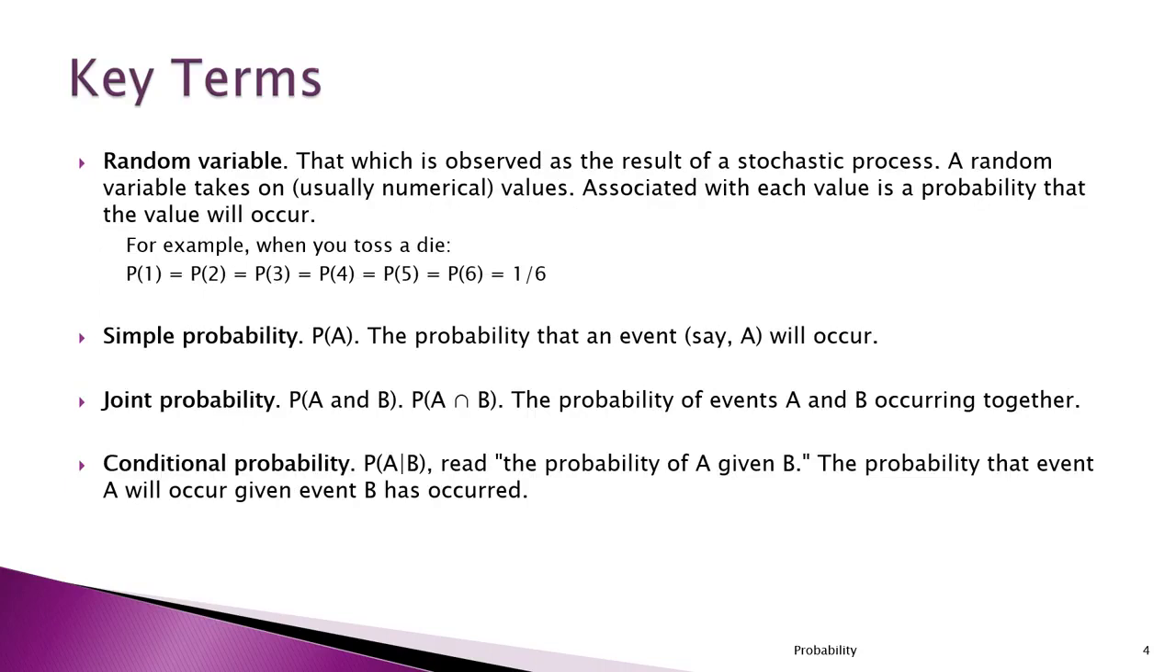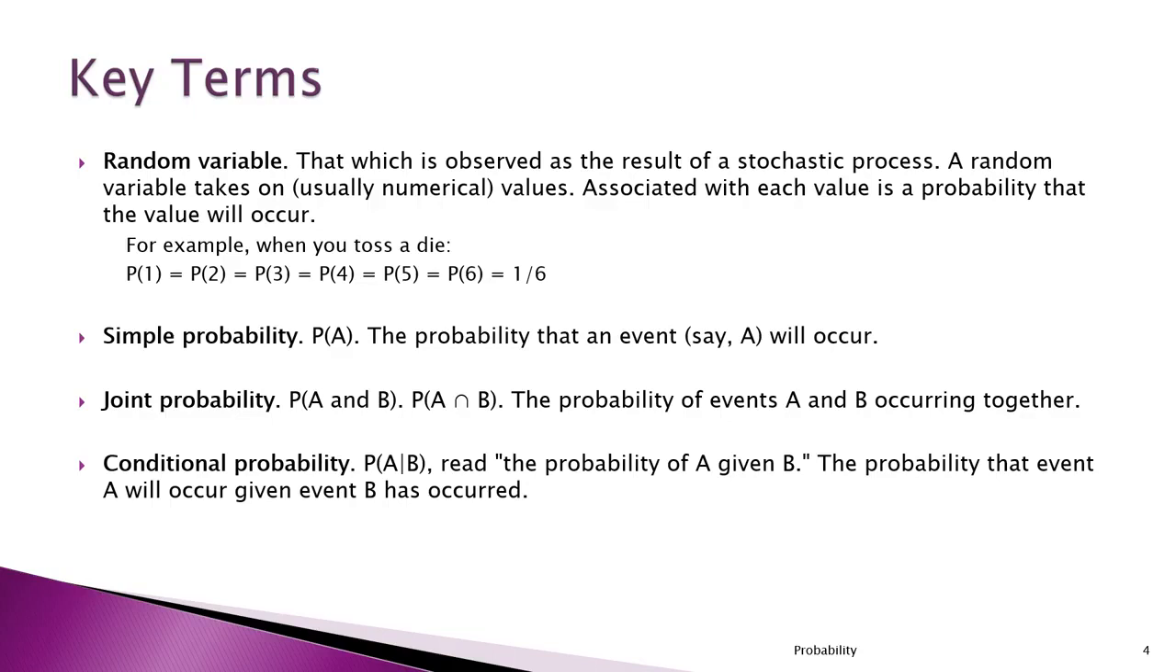That which is observed as the result of a stochastic or probabilistic process is a random variable. A random variable takes on values. Each of these values has a probability. Each is related to an event. The event is the value that the random variable takes on. So, for example, when we toss a die, that's a probabilistic process. We could get a 1 on the face of a die. We could get a 2. We could get a 3. There are 6 possibilities. Assuming the die is fair, they're all equally likely. So each one of those has a probability of 1/6.